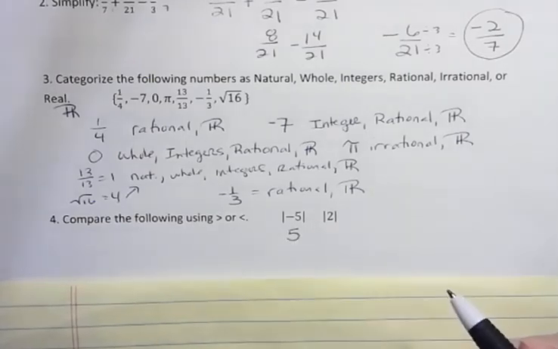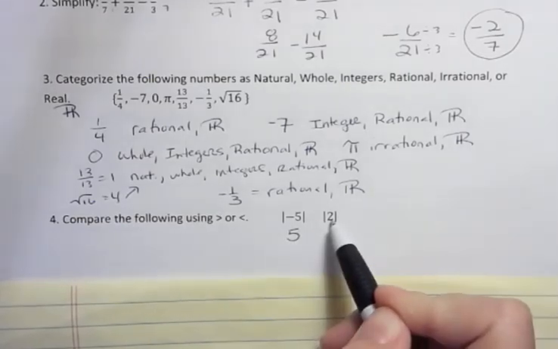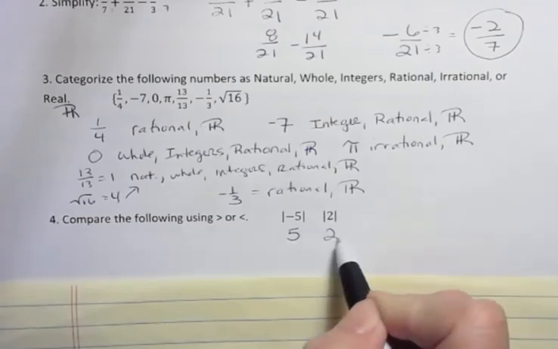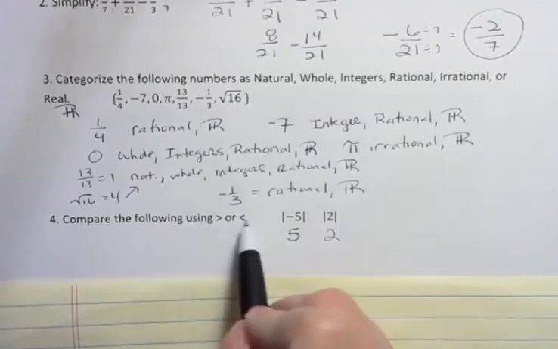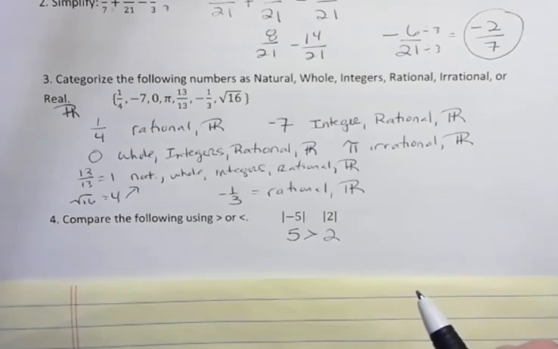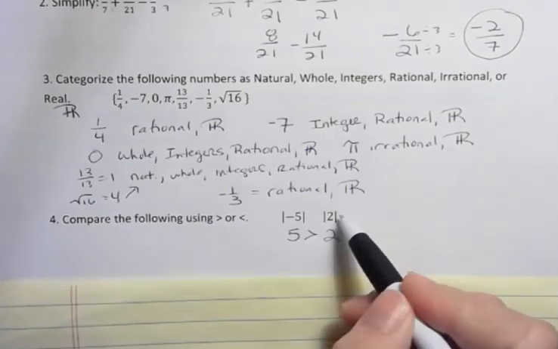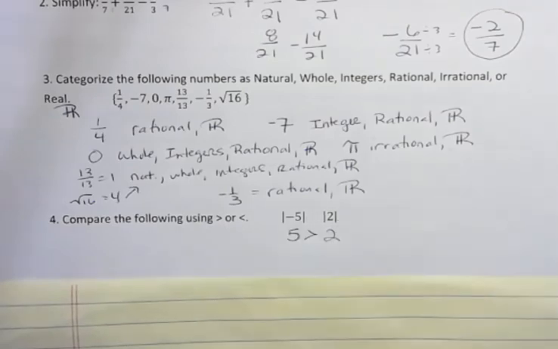It's 5 units away. The absolute value of 2, well, it's 2 units away. And they're asking you to compare those two, and 5 is obviously greater than 2. Take the absolute value first before you compare.